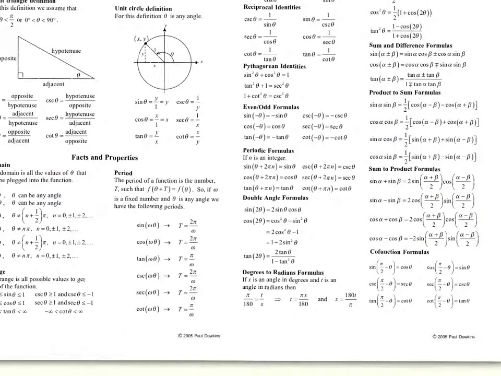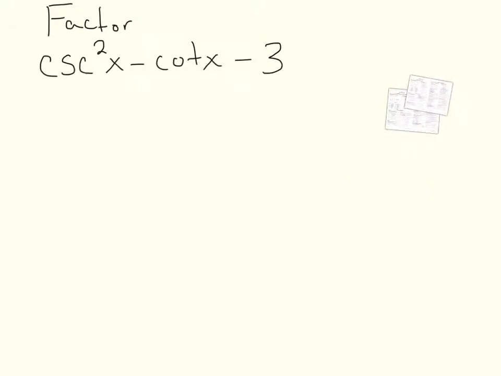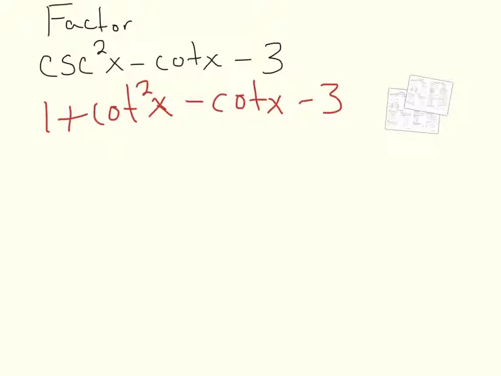If we look on our identity sheet, we can find in the Pythagorean identities that 1 plus cotangent squared theta is equal to cosecant squared theta. What that means is we can replace this cosecant squared x with 1 plus cotangent squared x, and that minus cotangent x is still going to be there, and so is the minus 3. Now we can simplify a little bit to say this is cotangent squared x minus cotangent of x minus 2.